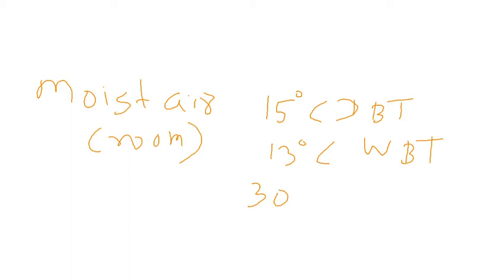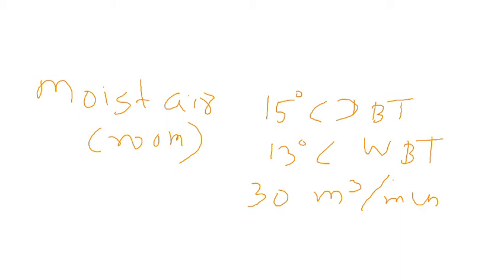Let's assume that we have the room here, which is maintained at 15 degrees centigrade dry bulb temperature and 13 degrees centigrade wet bulb temperature. And let us say that its flow rate is 30 cmm. cmm is cubic meter per minute.